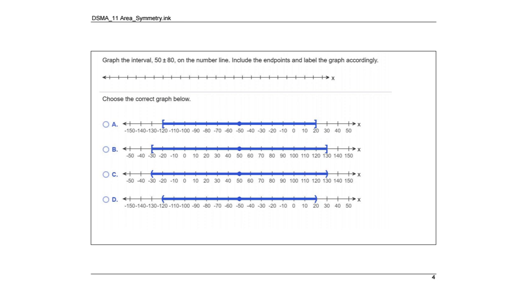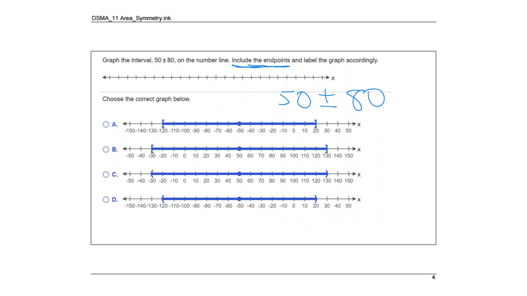So let's look at this one. This one has 50 plus or minus 80. It again says include the endpoints, so we're going to use brackets again. All this is saying is that we want 50 in the middle, and then it's going to be symmetric. Remember, symmetric means it looks the same on each side. So in this case, we're going to move 80 to the left.